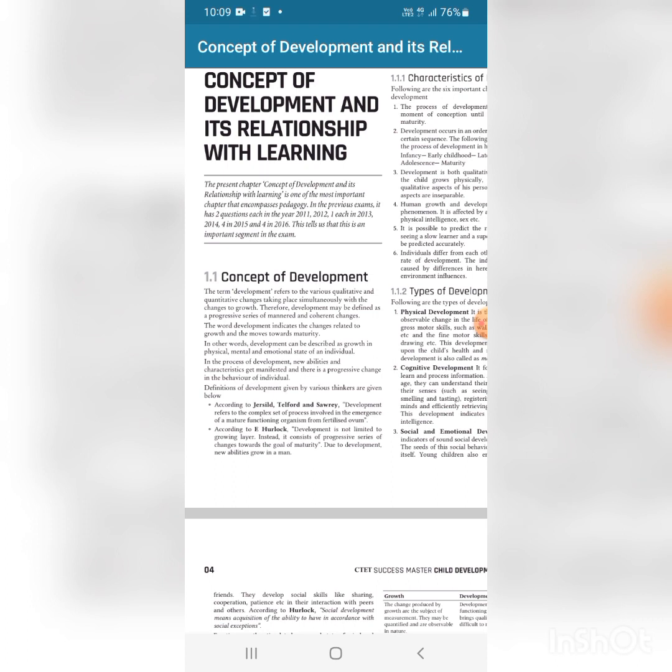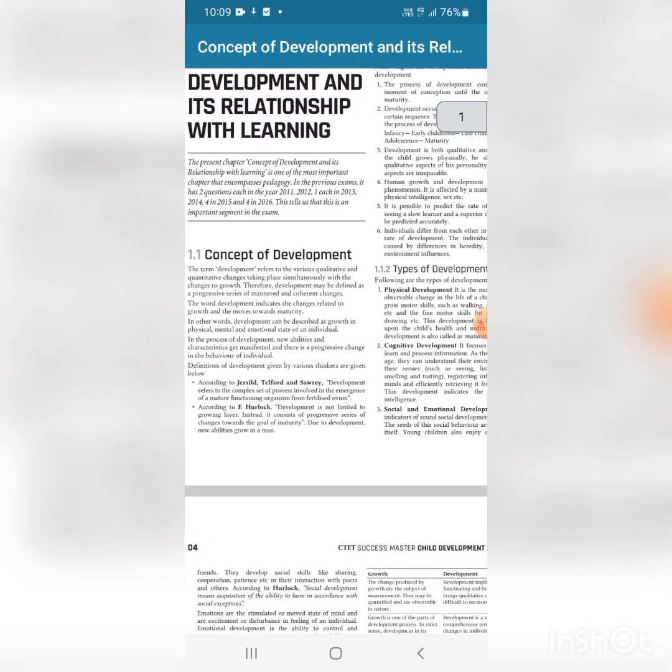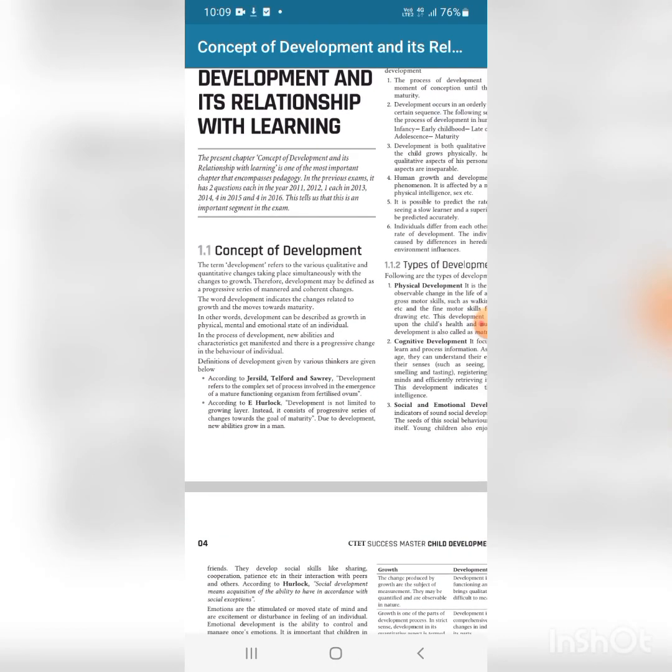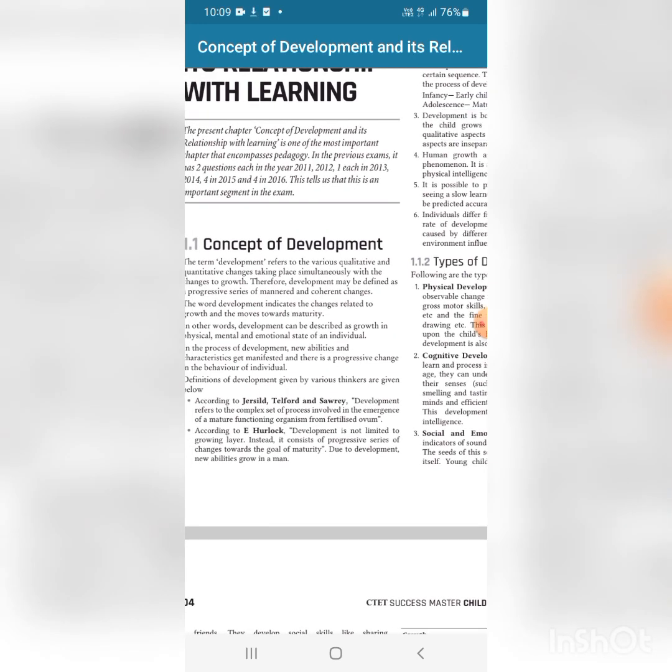Therefore, development could be defined as a progressive series of orderly and coherent, which means logical, changes. Development is an indication that a person is moving towards maturation. During the process of development, new abilities and characteristics evolve and result in a progressive change in the behavior of an individual. According to Jersild, Telford, and Sawrey, development refers to the complex set of processes involved in the emergence of a mature functioning organism from a fertilized ovum.